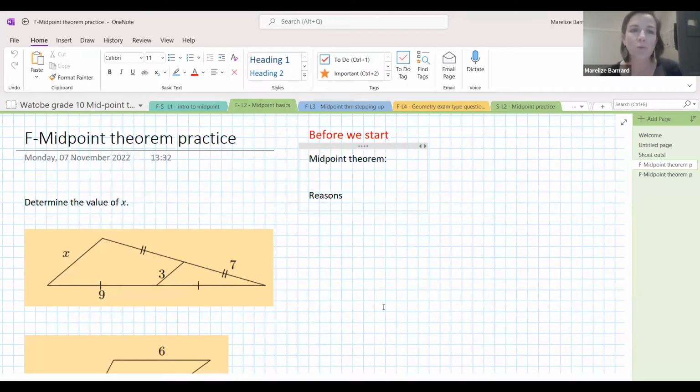Write down the words of the midpoint theorem. And then there are those two reasons that you had to use. I want you to write down those two reasons as well. Okay, I'm going to give you 2 minutes to do that. No need to put answers in the chat yet. Just do it there on your own.